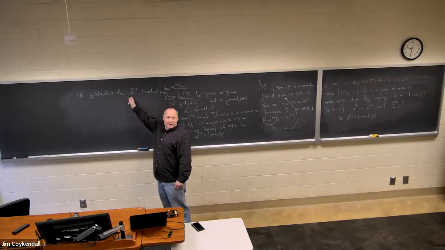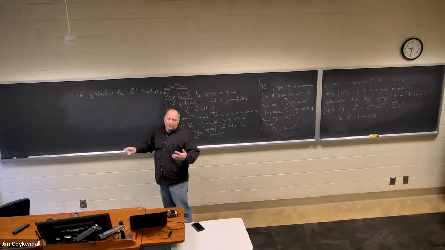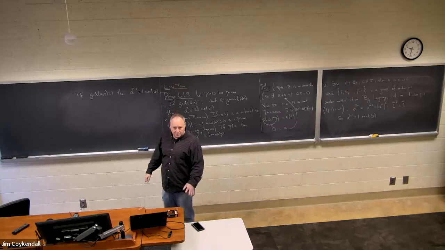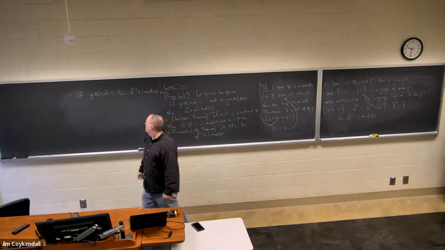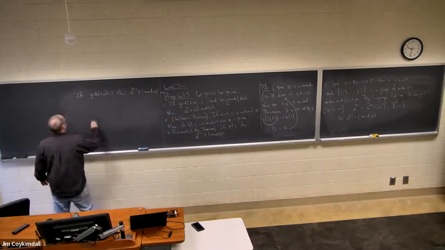Because if p divides a, then a is equivalent to the 0 bar in Z mod p, right? No power of that is ever going to be 1. Agree? No power of the 0 bar is ever going to be 1. Agree? But you could write it this way.